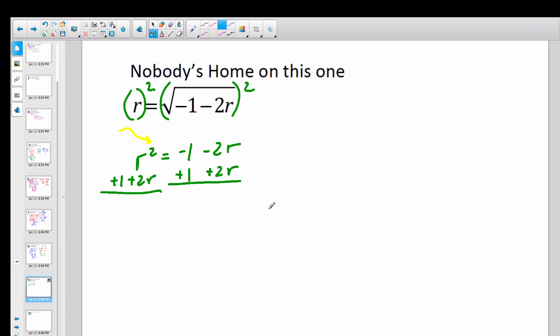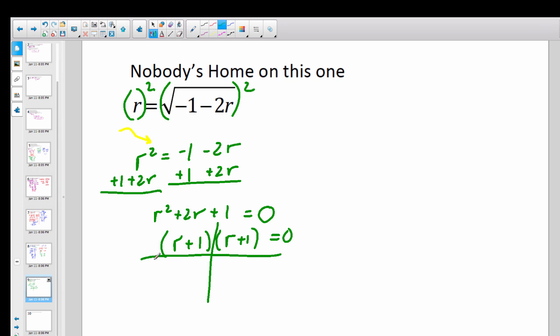So I'm going to move over a little for room. That leaves me a 0 on the right, and on the left I'll have my r squared plus 2r and a plus 1. Okay, can I factor this? What adds up to 2 and multiplies to 1? Yeah, those will be both 1s. Okay, oh, this is a perfect square trinomial, like when we complete the square. Very cool.